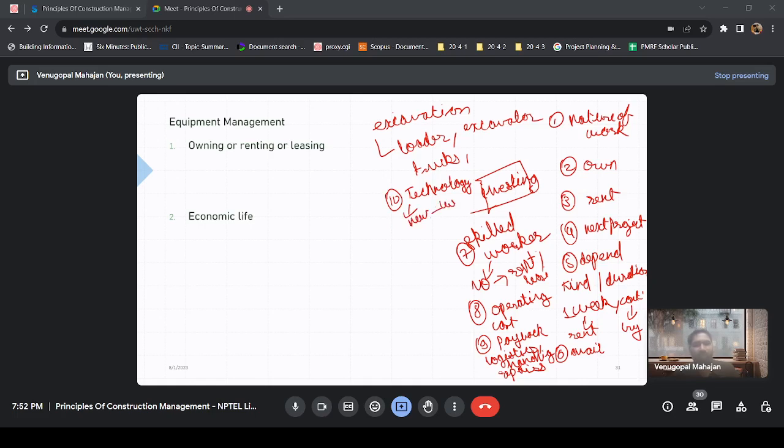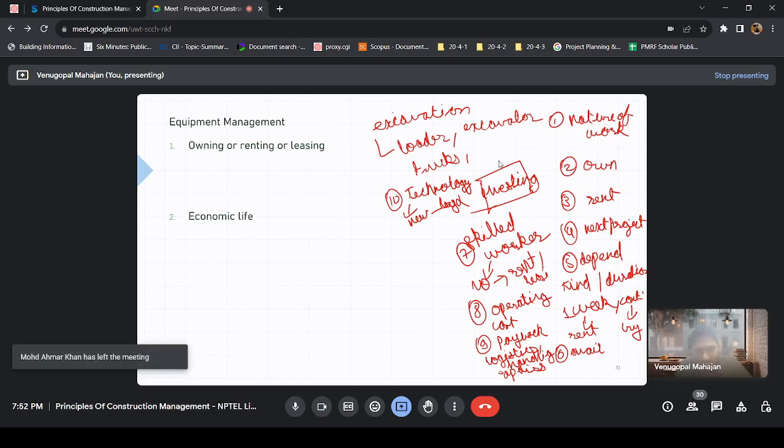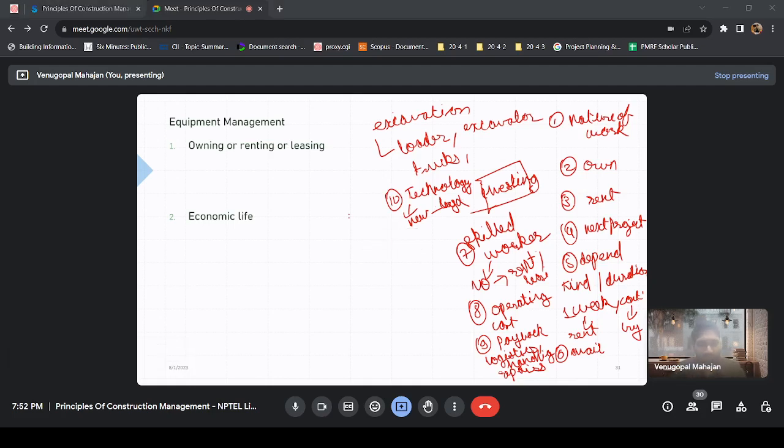Okay, that is one case. So, anything else? Sir, owning is not the way, because if we own some machines or equipments, the continuous work should be there, or else there will be a loss to the owner. Indirect loss, sir. Okay, one another term came, indirect loss.